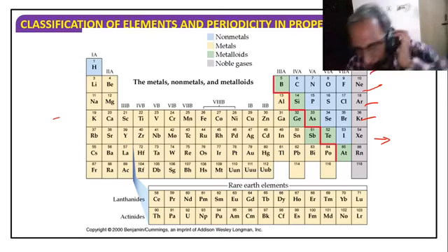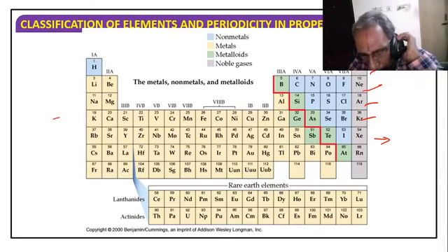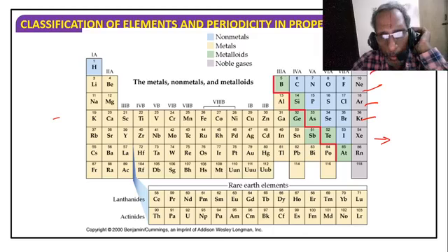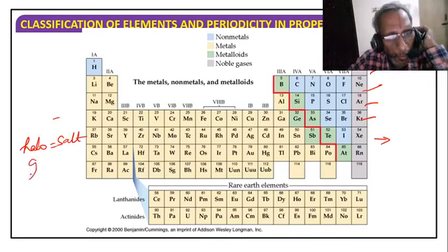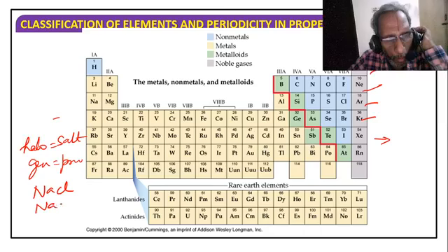So fluorine, chlorine, bromine, iodine, these are called halogens. Halo means salt in Greek. Gen means generating, producing. Salt-producing elements: sodium chloride, sodium bromide, sodium fluoride, sodium iodide, potassium chloride, potassium bromide. All salts are formed by these elements. That is why they are named halogens.